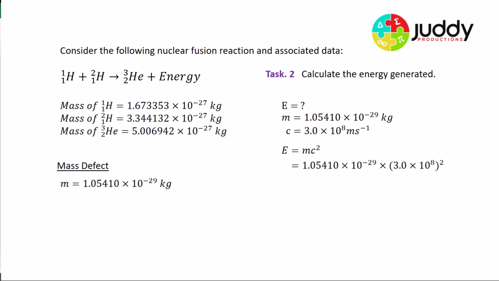We multiply our mass deficit by the speed of light squared, and we get a value of 9.48690 × 10^-13 joules. Again, very small for one individual reaction.